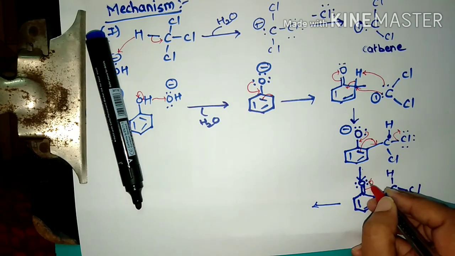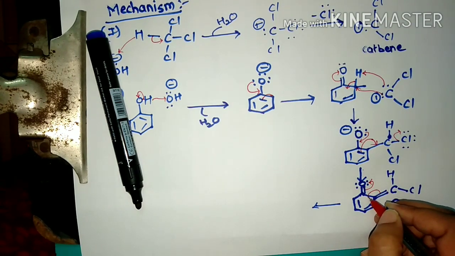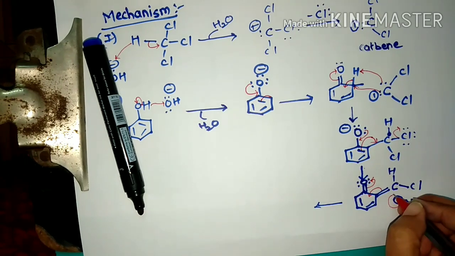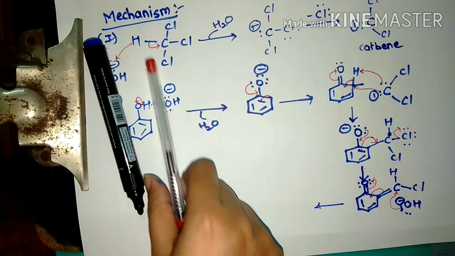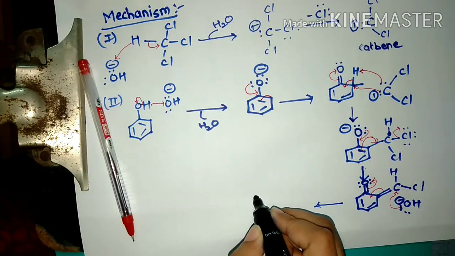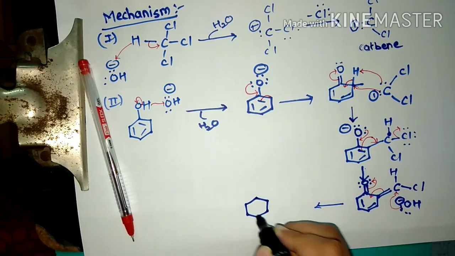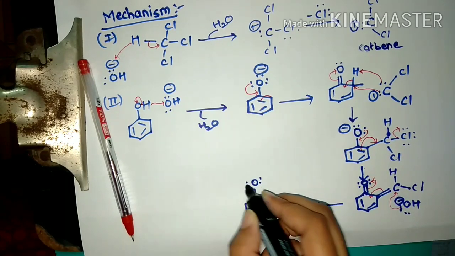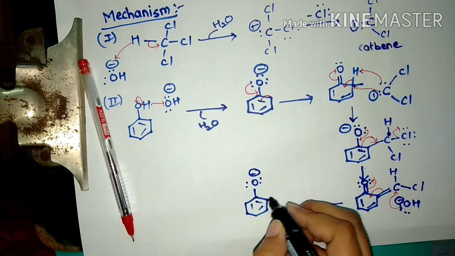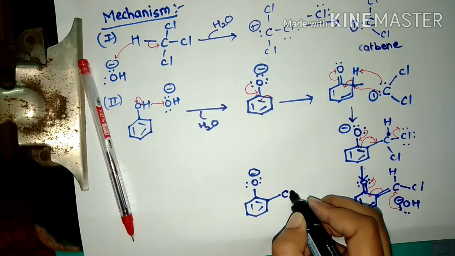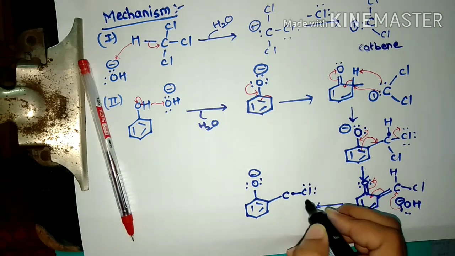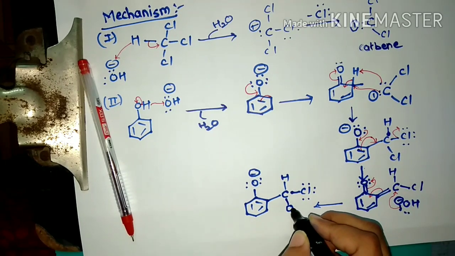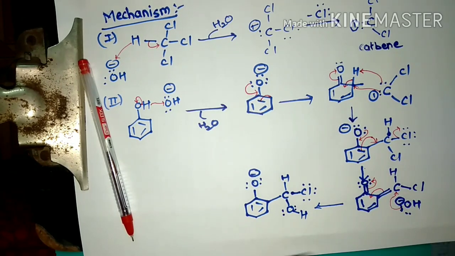So this bond is again taken by this oxygen, this bond is shifted, so this carbon becomes a carbocation, so it forms a bond with this hydroxyl group, and you will get a product like this. Oxygen minus, carbon, chlorine, your hydrogen, and a formation of a bond with OH.